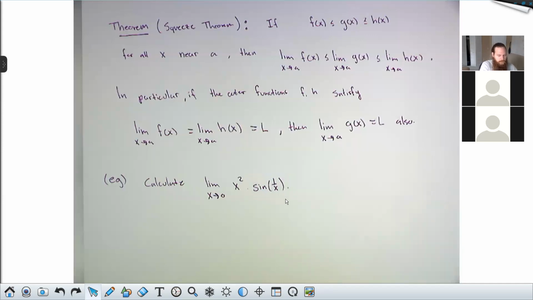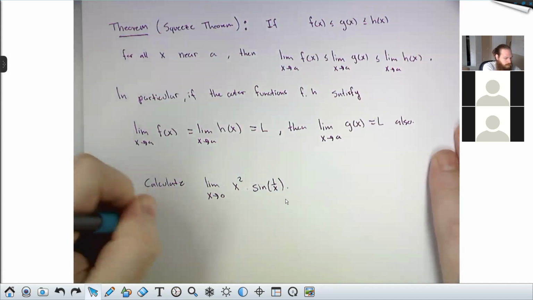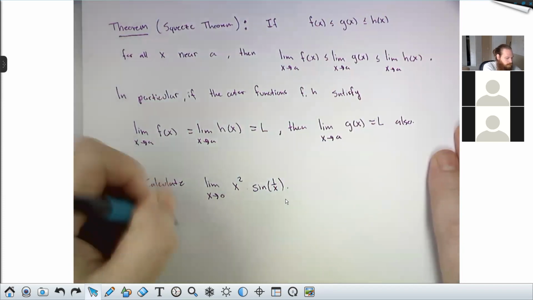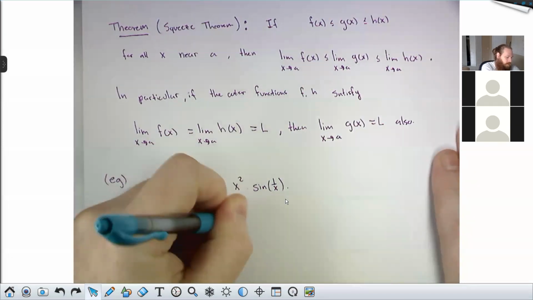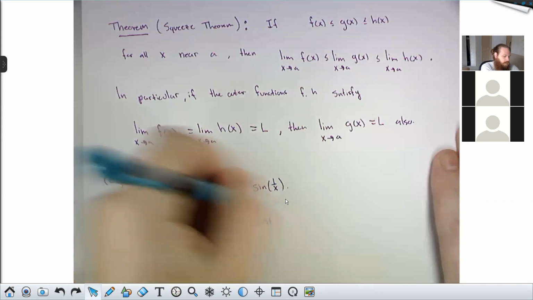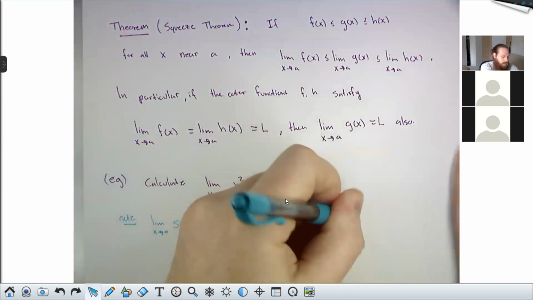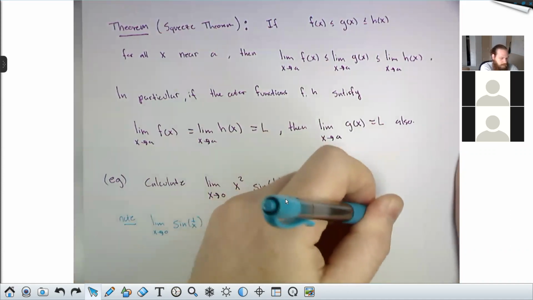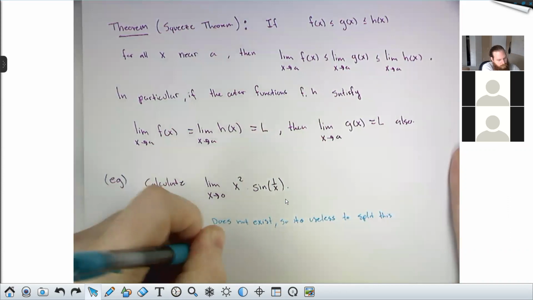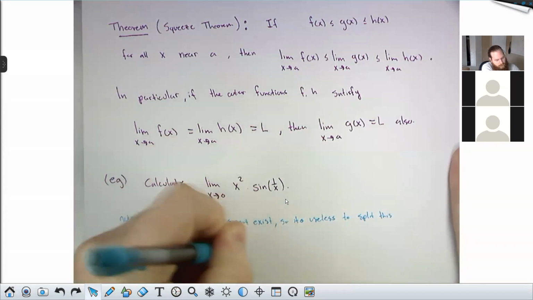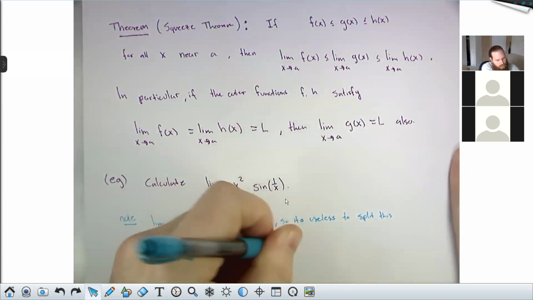So this is the note that you saw in the textbook there. Note, the limit as x goes to 0 of sine of 1 over x does not exist. So it's useless to split this as the limit as x goes to 0 of x squared times the limit as x goes to 0 of sine 1 over x.